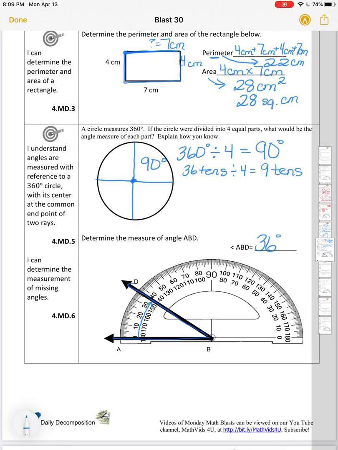Angle ABD is 36 degrees. It's an acute angle. I noticed that from the beginning. So I know that my measurement matches my angle type.